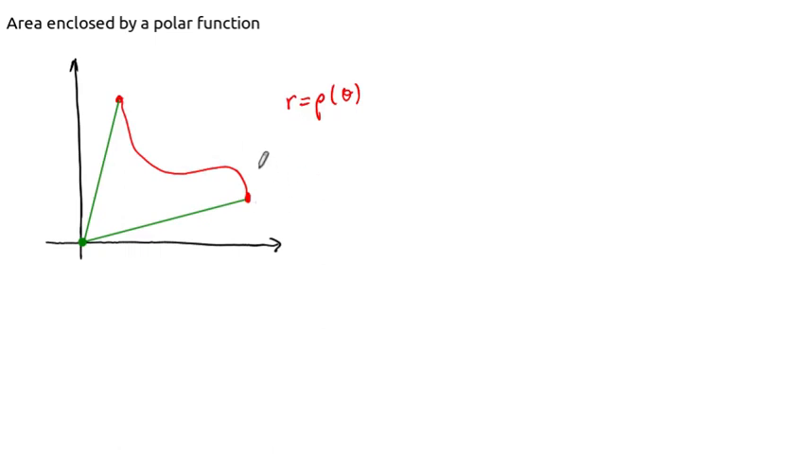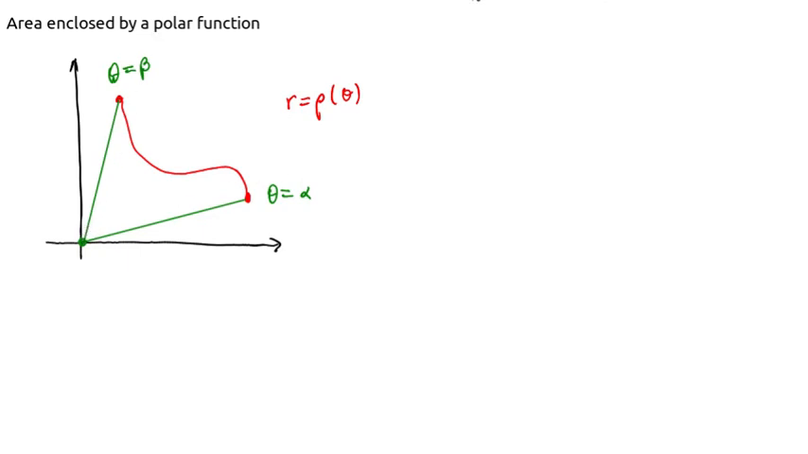So again, this region is bounded between two specific values of theta. So let's say theta equals alpha and theta equals beta. Remember, theta equals a constant gives us these rays, the rays that emanate from the pole and go out into the plane.